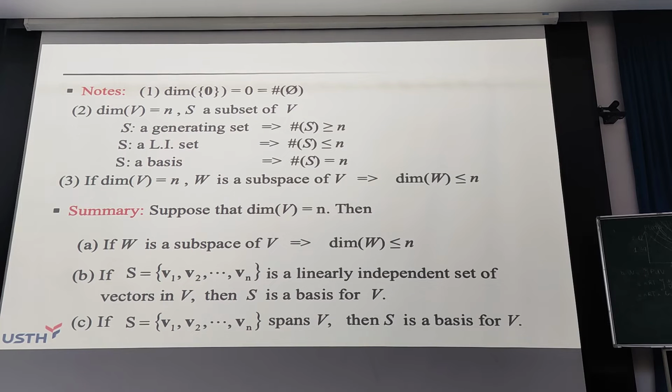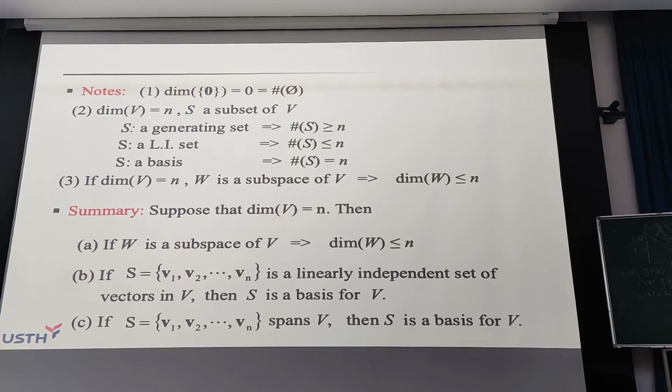And once again, we come back to what we studied in the previous slide. That is the case of the zero vector. That will have dimension 0, because the number of elements inside the empty set is zero.